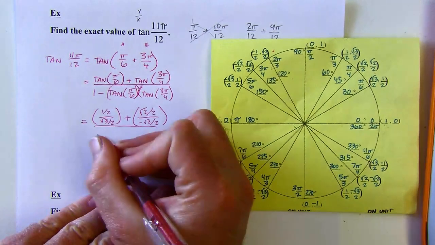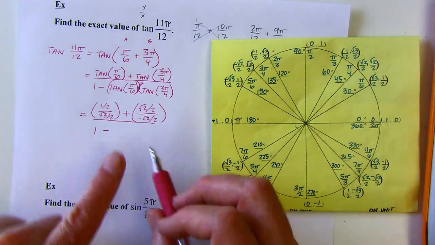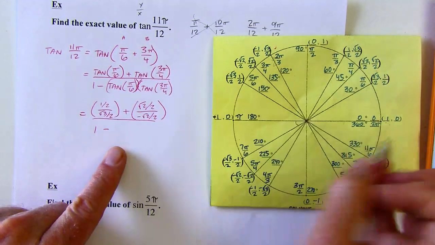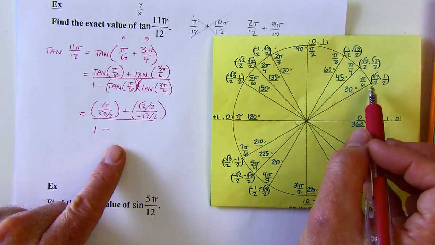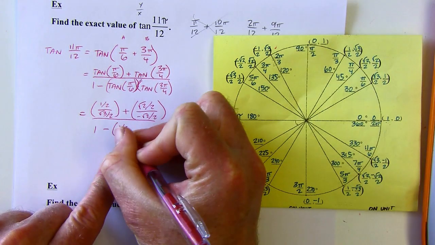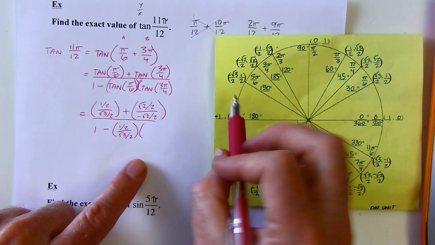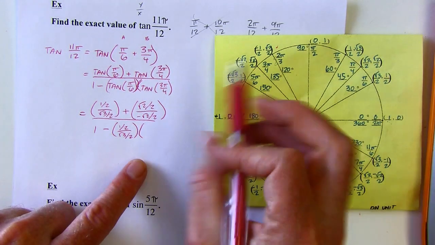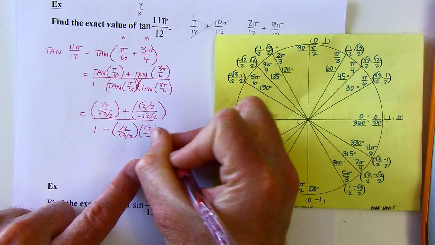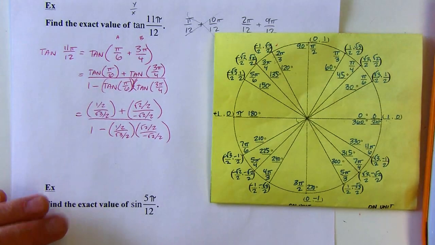There's my numerator. My denominator, tangent of pi over 6. We just did tangent of pi over 6 up there, right? So tangent of pi over 6 is 1/2 over root 3 over 2. And then tangent of 3 pi over 4, root 2 over 2 over negative root 2 over 2. Yikes. Okay, still a lot to do, but let's start working on this.